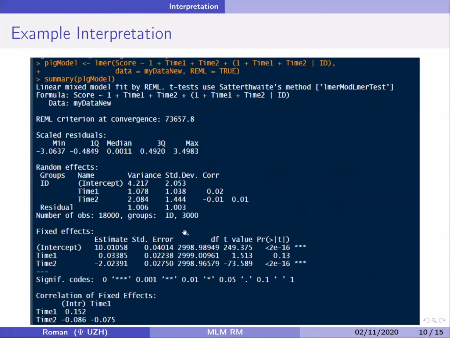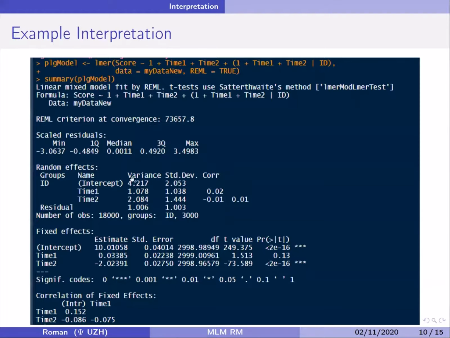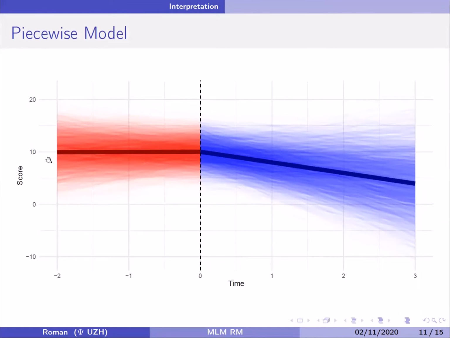Okay, so we have a fixed slope of time 1, and it is a very small estimate. It is 0.03. That is telling us for a 1 unit increase in time, so from this measurement occasion to the next, the expected increase in score is about 0. This slope is effectively 0. So the model is telling us that there is no growth in slope 1 of time 1, which is this initial pre-intervention trajectory.